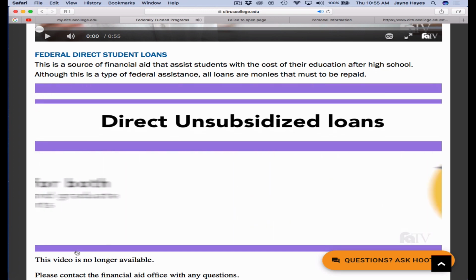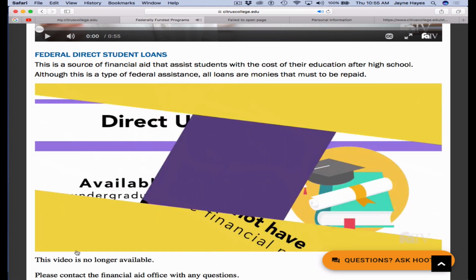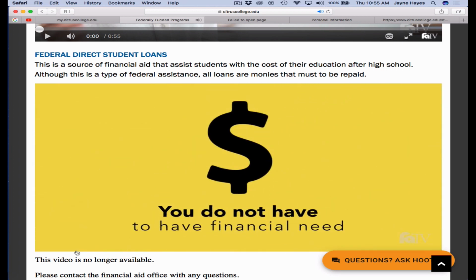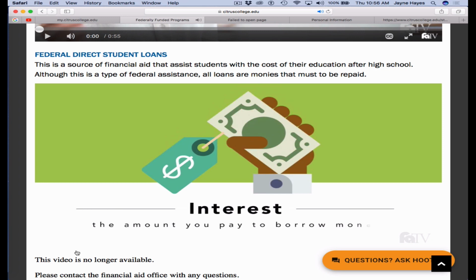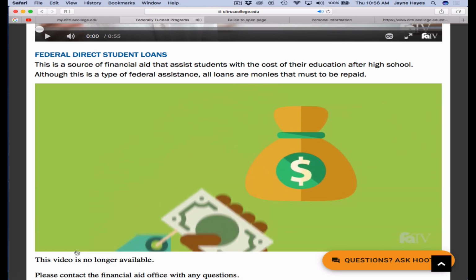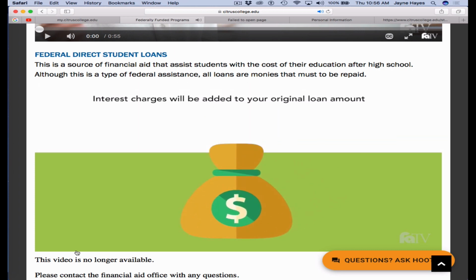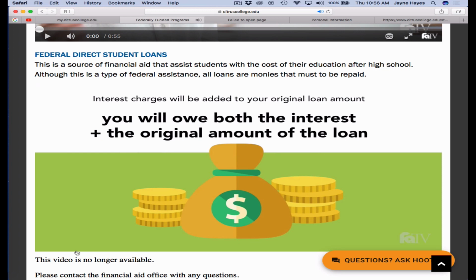Direct unsubsidized loans are available for both undergraduate and graduate students. You do not have to have financial need. You are responsible for paying the interest on the loan while you're in school and during grace, deferment, or forbearance periods. Interest is the amount you pay to borrow money. The principal is the original amount you borrow. When you take out a loan, interest charges will be added to your original loan amount, and you will owe both the interest plus the original amount of the loan.